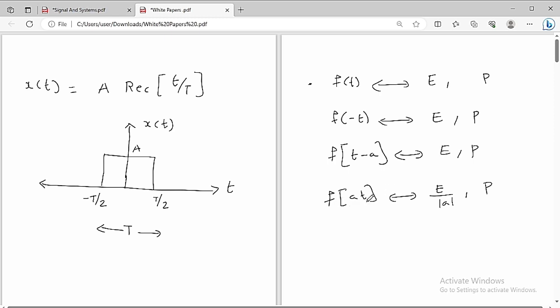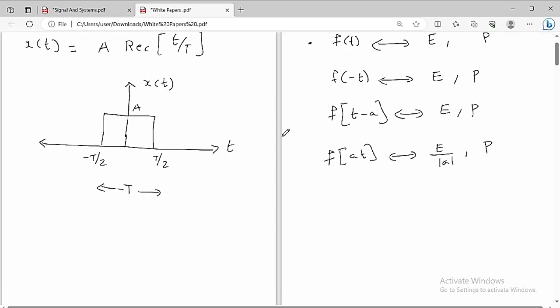So f of at has the energy E by mod A, where A can be positive or negative. If you see the above statement, what they have given is f of t has the energy E. Then what is f of t plus b? Basically you are doing the shifting of the signal. Shifting of the signal means it will have the same amount of energy E.